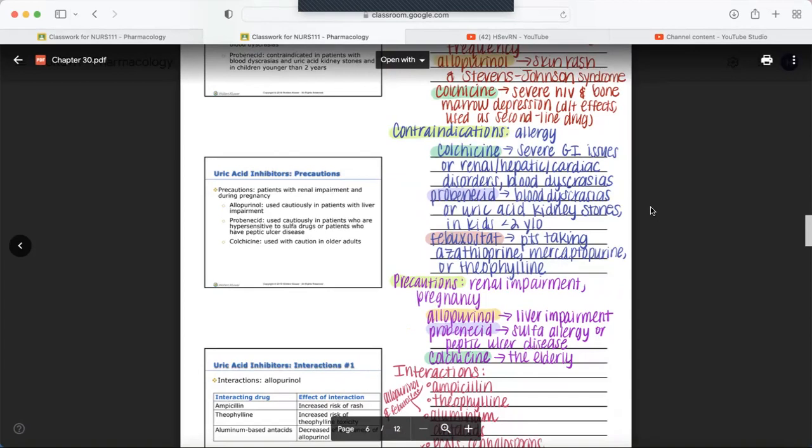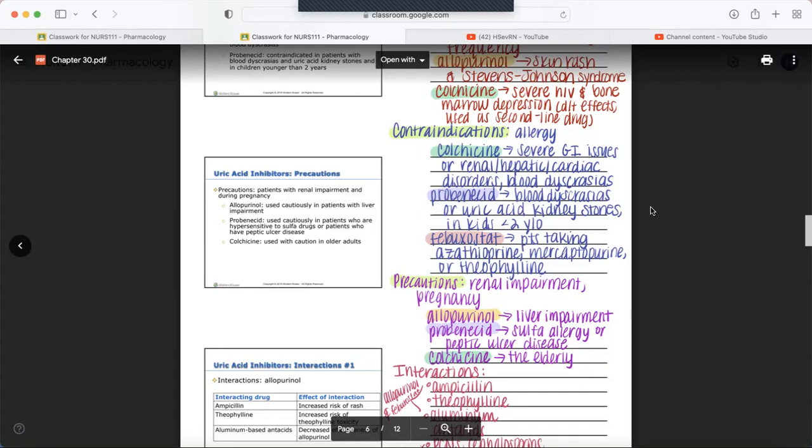Probenecid, if they have a blood dyscrasia, difficulty bleeding, we don't want to give them the medication. If they have developed uric acid kidney stones from the gout, we don't want them to have it. And if they're less than 2 years old, it is contraindicated, probenecid. And then febuxostat, patients taking azathioprine, mercaptopurine, or theophylline should not take febuxostat.